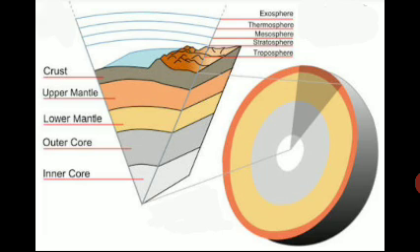There are mainly three parts shown: crust, mantle, and core. Within the mantle, there are two layers. One is upper mantle, and the second one is lower mantle. Like this, core is also divided into two layers. The top is outer core, and the bottom is inner core.